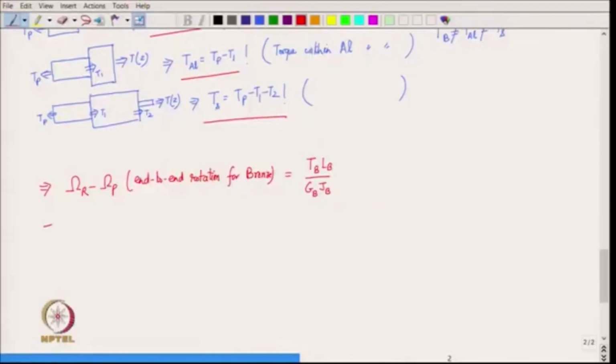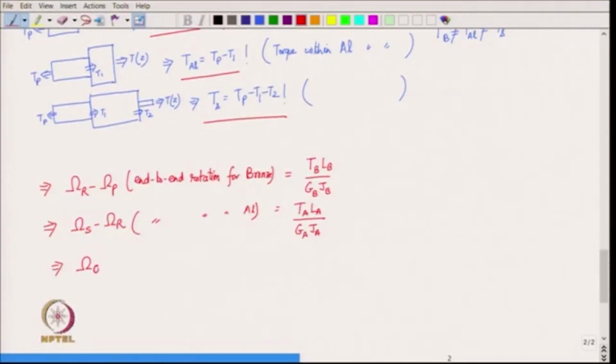Likewise, for aluminum, omega s minus omega r is the end to end rotation for aluminum, and that is equal to T aluminum into length of aluminum over G of aluminum times J of aluminum. Similarly, the end to end rotation for steel is going to be omega q minus omega s, and this is equal to T s into L s over G s times J s.